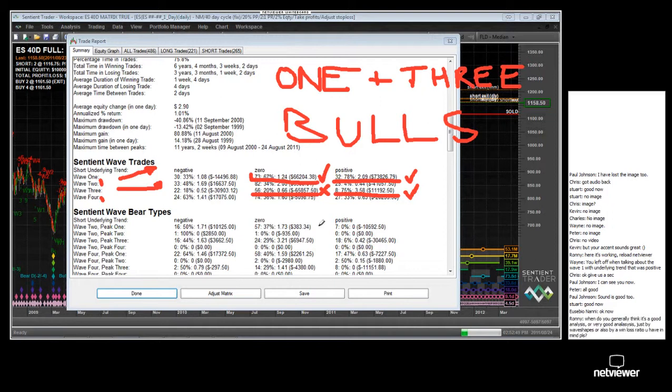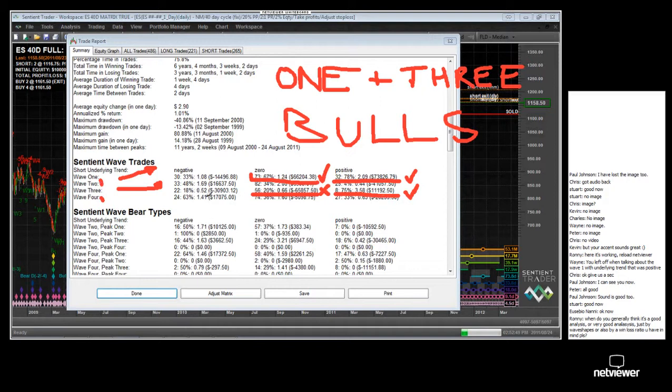Okay, that's what I mean by the character of this market. This particular market, the S&P 500, wave 3 trades taken with zero underlying trend conditions are generally really bad trades, and I wouldn't recommend taking them.